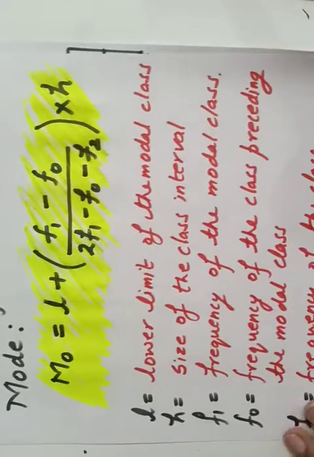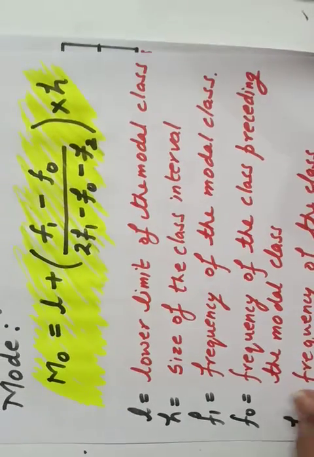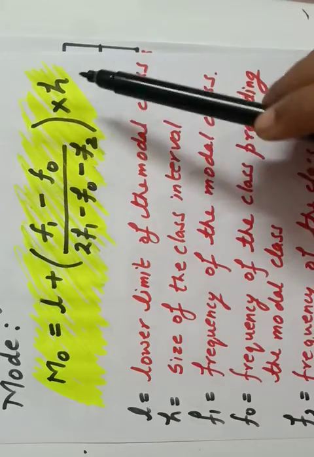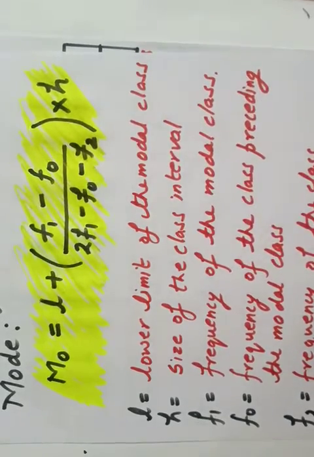So let's go through the terms. What is L? L is the lower limit of the modal class. h is the size of the class. Suppose the class intervals are given to you as 0 to 20, 20 to 40, 40 to 60. The size of the class will be the upper limit minus the lower limit, that is 40 minus 20, which is equal to 20. So the size of the class for this example is 20. We can find the size of the class interval by subtracting the lower limit from the upper limit.